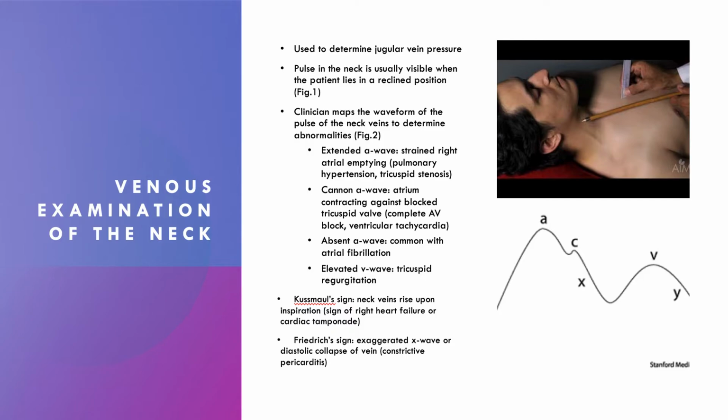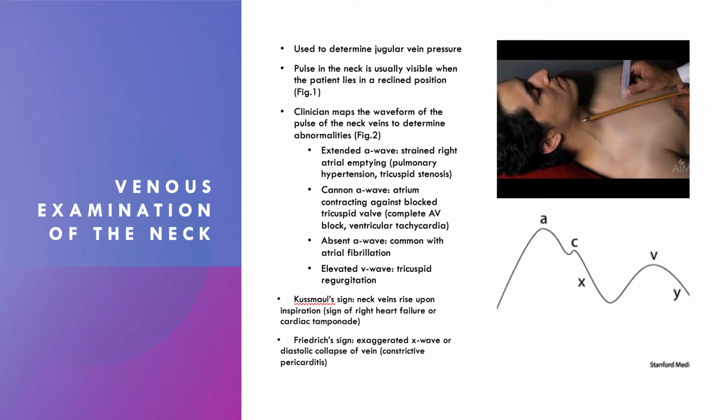An extended A wave could be an indication of pulmonary hypertension or tricuspid stenosis, as this would be caused by strained right atrial emptying. There's also a Cannon A wave abnormality, which is caused by the atrium contracting against a blocked tricuspid valve, and this could be an indication of complete AV block or ventricular tachycardia.